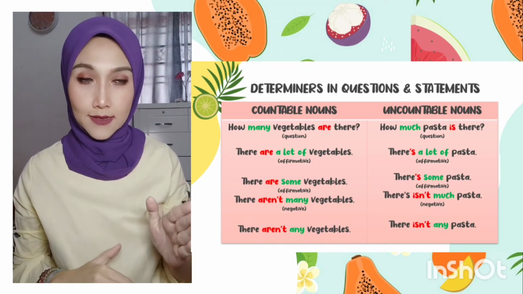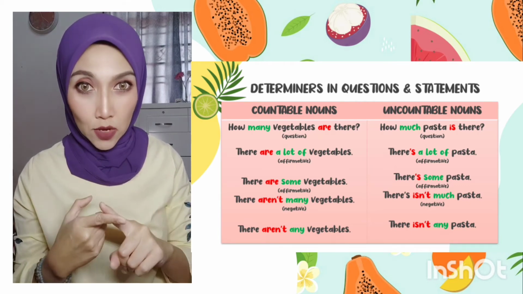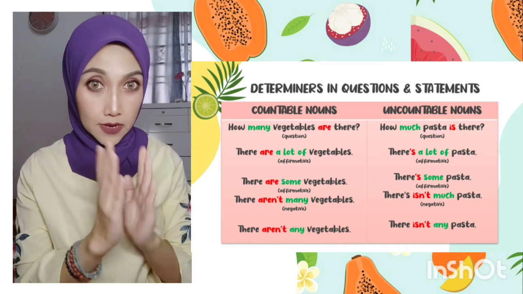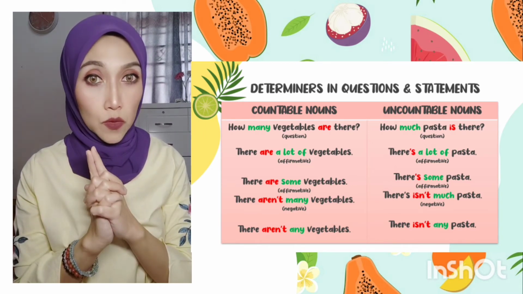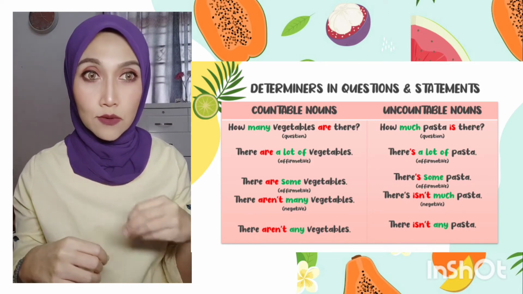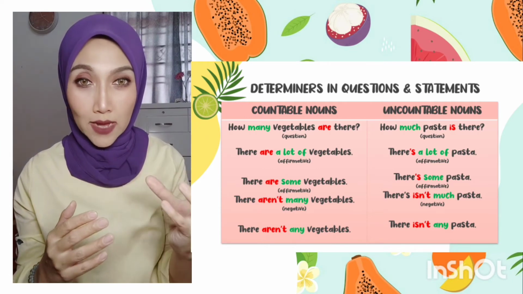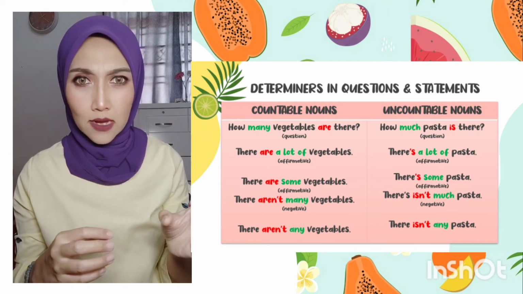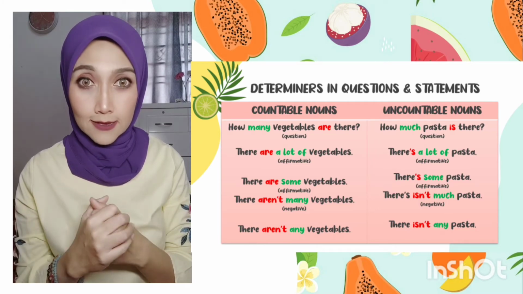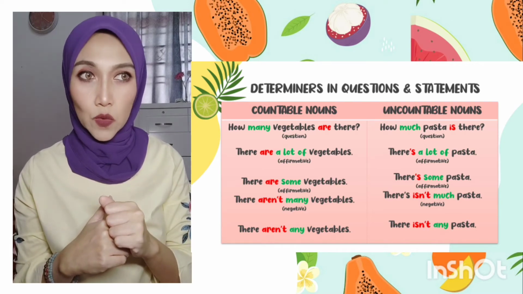Now we're moving to determiners. You already know how to identify countable and uncountable, right? Very easy. Please remember that when you want to decide whether things are countable or uncountable, you count it. If you really can count it, one by one, it's countable. If you can't count it, you have to use a pack or glasses, it means it's uncountable.